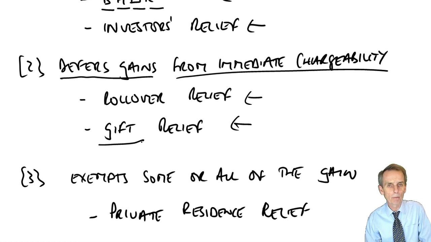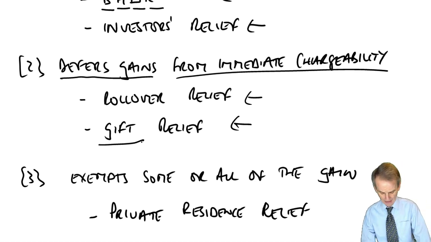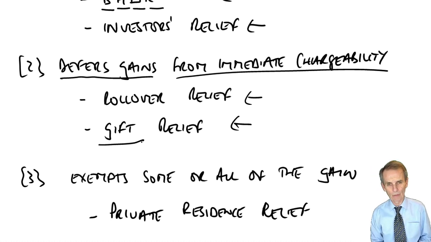When will that future point be? When you dispose of that particular asset. And if you don't like it, I won't give it to you. But it is a joint claim that needs to be made here. So both of those reliefs, rollover and gift, are deferral reliefs.